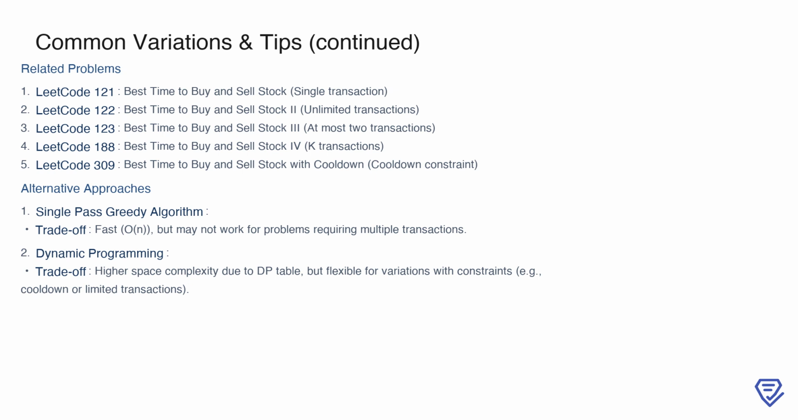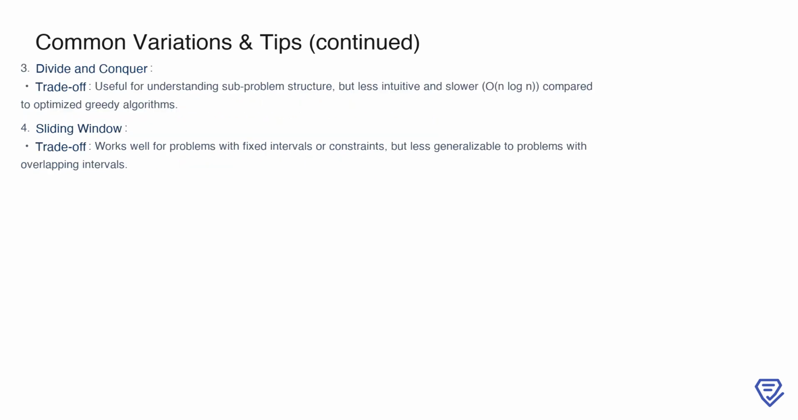In terms of alternative approaches, the single-pass greedy algorithm is a great option for simplicity and speed, as it runs in O(n) time. However, it may not work for problems that require multiple transactions or additional constraints. Another approach is dynamic programming, which provides the flexibility needed for more complex variations, such as those with cooldowns or limited transactions. The trade-off here is higher space complexity, as you'll often need to store a DP table to keep track of states. Other techniques, like divide and conquer, can be helpful for breaking the problem into smaller subproblems.